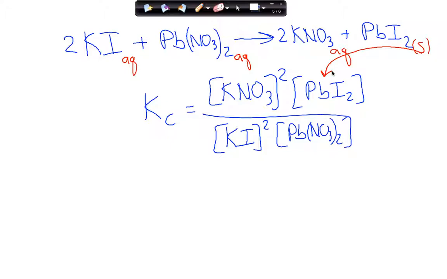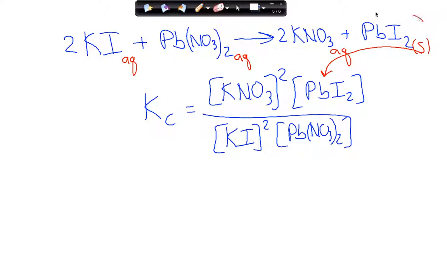Guys, we now have a glaring contradiction. Because if we are going to try to solve for Kc, we need values for all of these numbers. We need to know the molarity of potassium iodide, the molarity of lead-2 nitrate, the molarity of potassium nitrate, and the molarity of lead-2 iodide. Do you see the problem? Guys, molarity is moles divided by liters, right? Moles of solute, liters of solution.